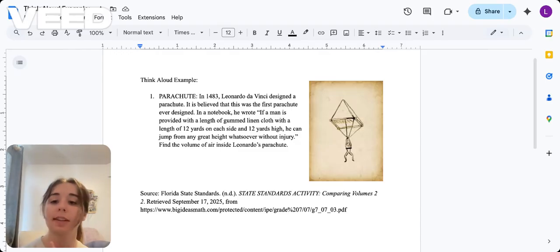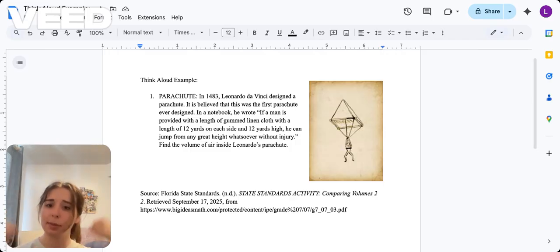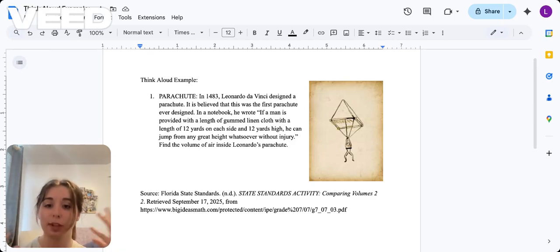So the first thing that we should always do when we're given a word problem is look for any graphs or pictures that are associated with it. In this case, I see one right over here to the right. It looks like there's a guy hanging from something. To me, it looks kind of like a parachute, which is good because I see the word parachute to the left. So it's good to make those connections.